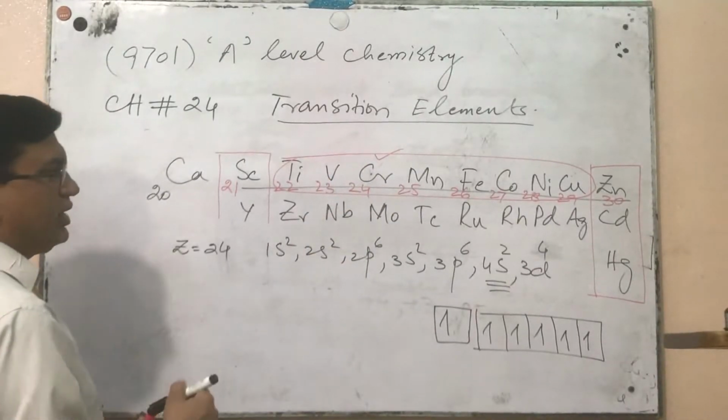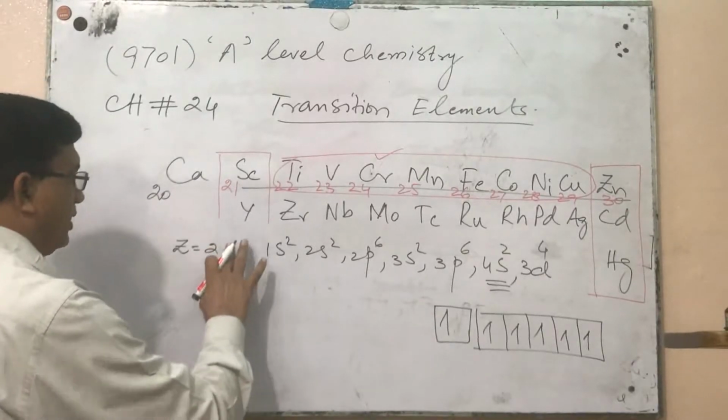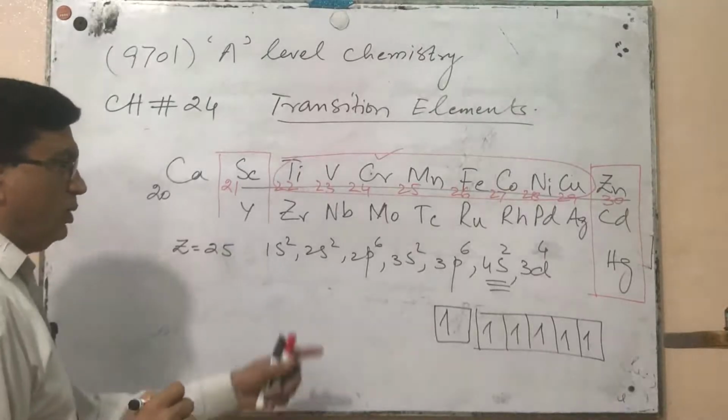Now, what will happen in the case of manganese? There is a total number of electrons 5. Now, what will happen?